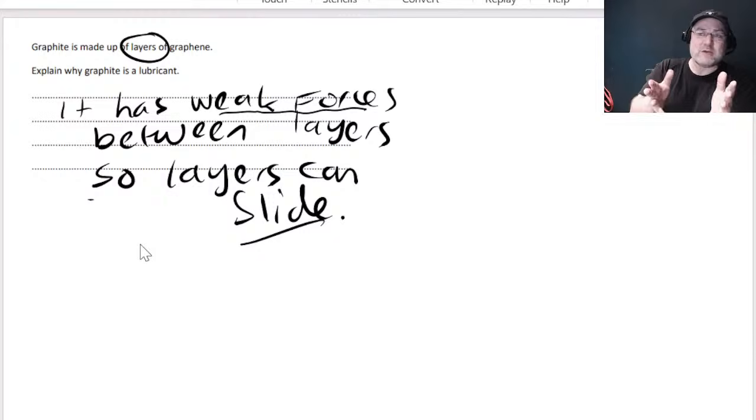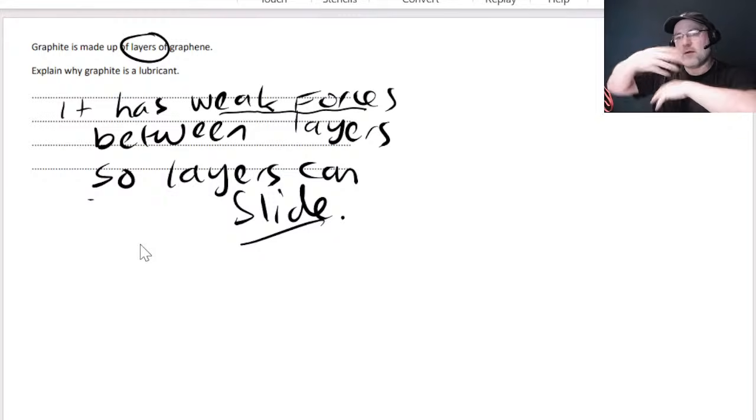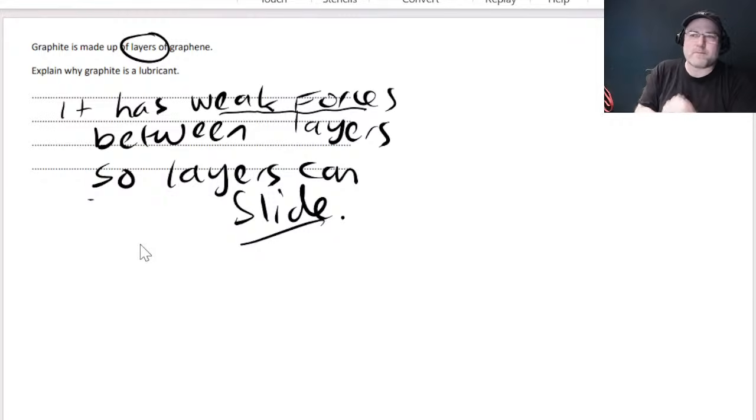If it's said to you, and it won't say it about graphite, but if it said, why is copper a good conductor of heat? You'd say it has delocalized electrons. The electrons can carry thermal energy or heat through the structure. They collide with the positive ions and carry heat through the structure. If it asked you why is copper a good conductor of electricity, we would say it has delocalized electrons which carry charge through the structure.